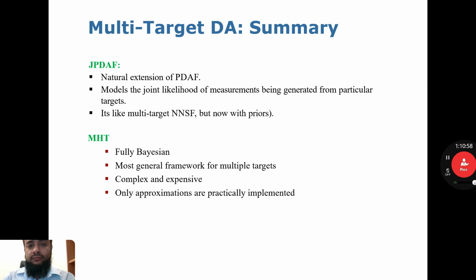And JPDA is a natural extension of PDA, modeling the joint likelihood of measurements being generated from particular targets. It is like a multi-target version, with joint probabilistic data association. MHT is fully Bayesian, the most general framework for multiple targets, but complex and expensive, so only approximations are practically implemented.